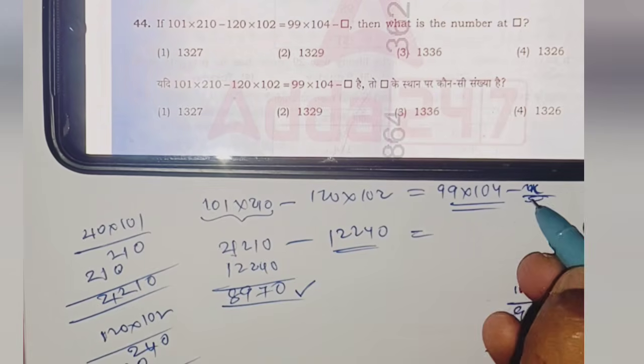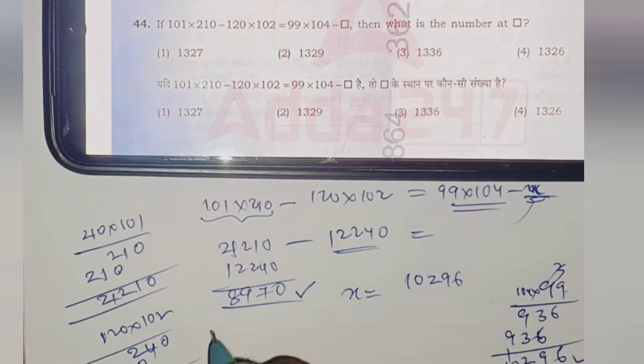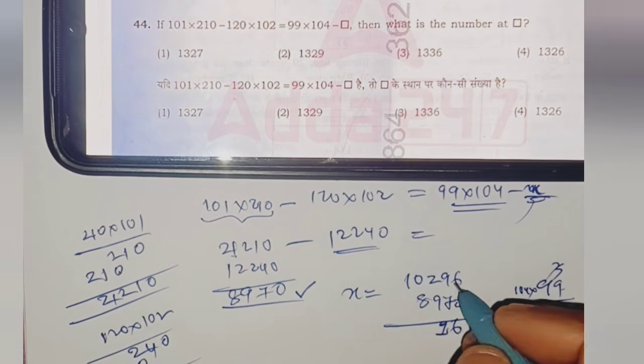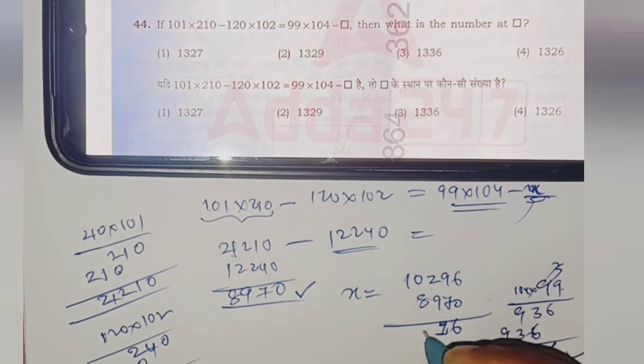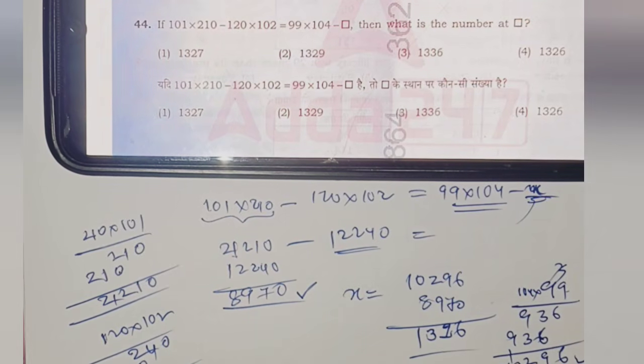I am getting x to this side. X is equal to 10296 minus 8970. So 1326 is the right answer here. Let's move on to the next question.